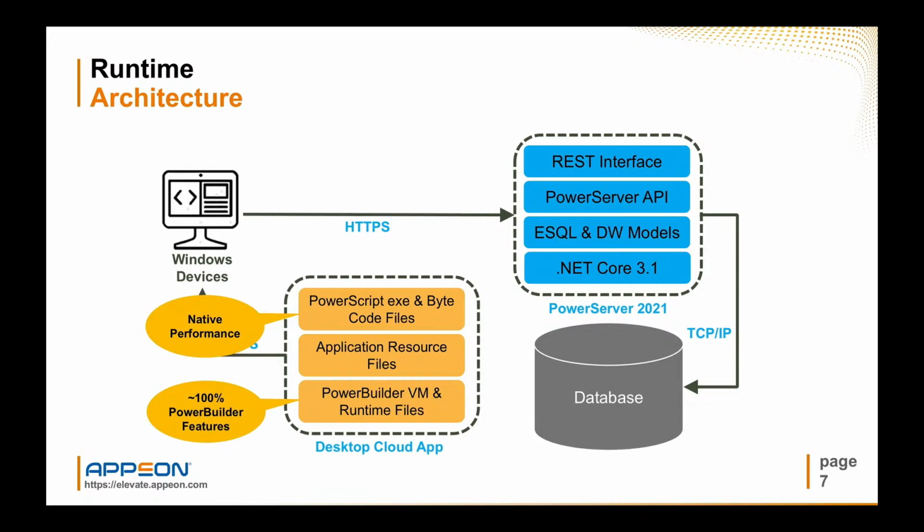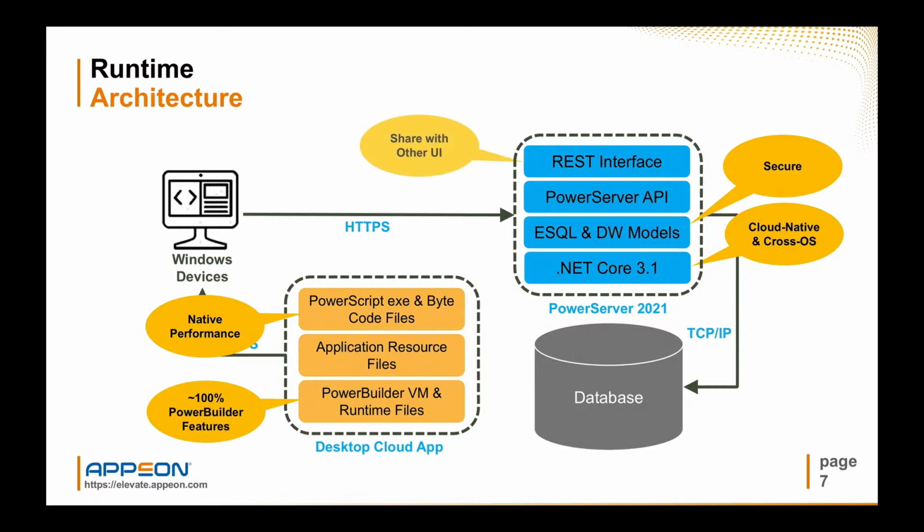Now on the server side is where there's also a really big change compared to before. By us switching out .NET to .NET Core, we now have a cloud native and a cross-OS platform that we can build upon. We're moving all of the embedded SQLs and DataWindow models out to the server. It's not on the client anymore, being passed to the server. It resides on the server. So this is far more secure by today's standards. So that's another benefit to move off of client server to a cloud architecture. It's a more secure architecture.